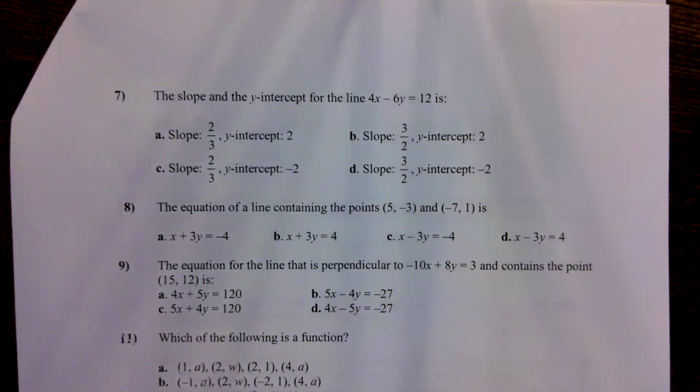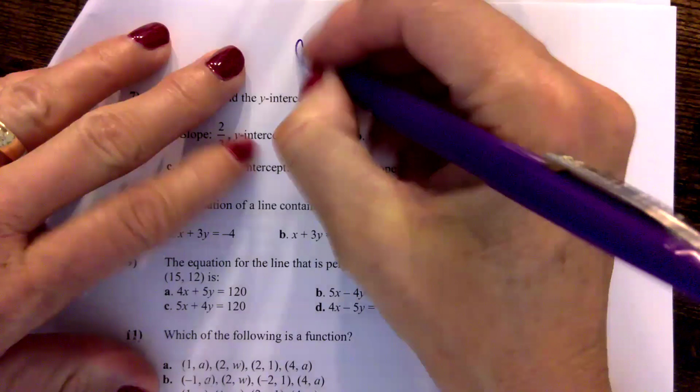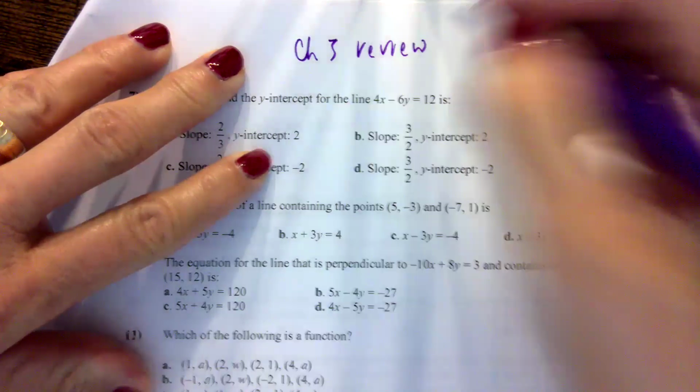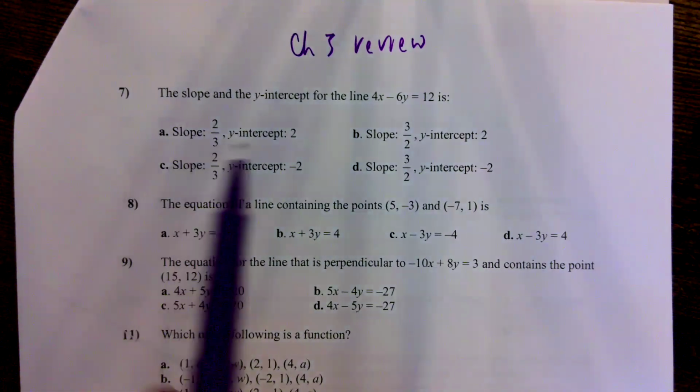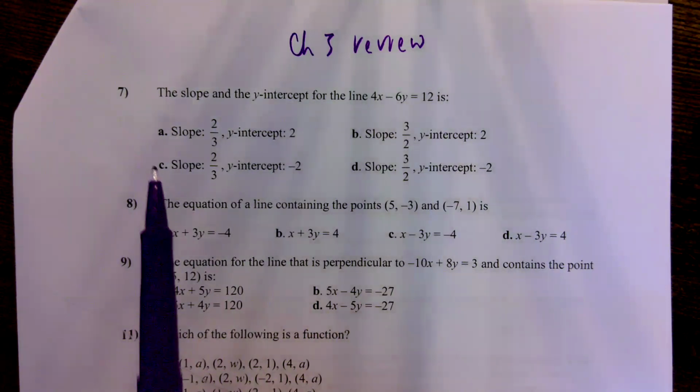Okay, so this is the second part for the Math 104, Chapter 3 review. And we're starting with question number 7. It says the slope and the y-intercept for the line 4x minus 6y equals 12 is.